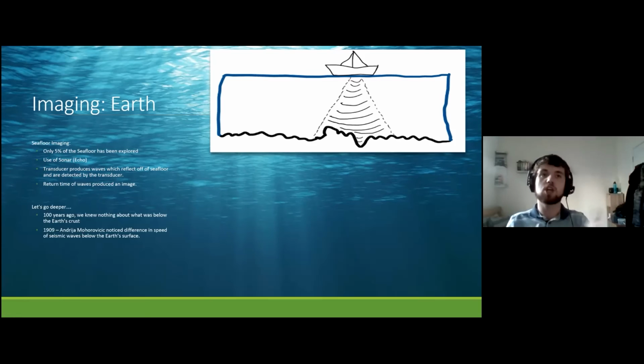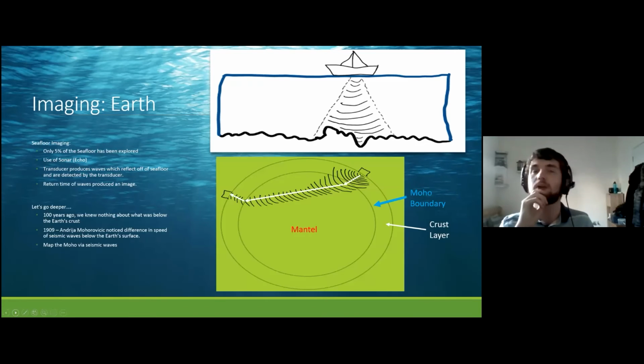So let's have a look at a bit of seismology now. I'm going to start with the Earth. The first thing I think of when I think of imaging the Earth is seafloor imaging. Once again, this picture is by my niece, who, once she found out my nephew got to include something, had to get something in as well. Only about 5% of the seafloor has been explored, so there's still loads of research going on in this.